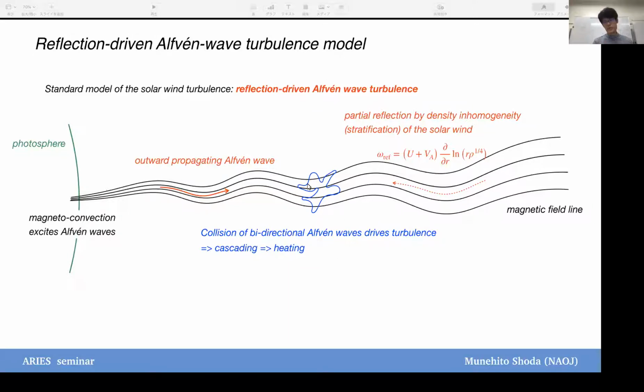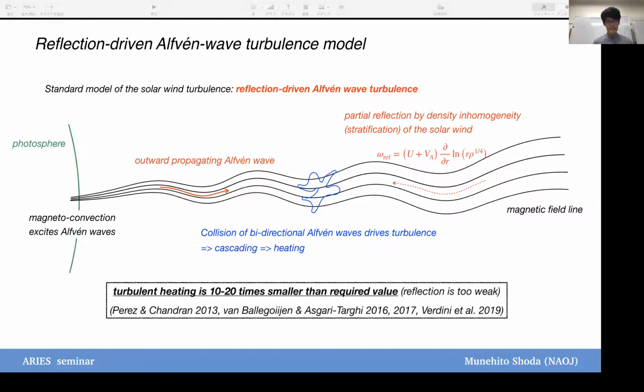But one critical problem in this model is that if you do a direct numerical simulation based on this model, the turbulent heating rate is found to be 10 to 20 times smaller than the required heating rate. So by this model, we cannot reproduce the required heating rate. And because the turbulence is driven by the reflection, it means the reflection is too weak in this model. So although this is a kind of standard model, we have a critical problem that the turbulent heating is too small.